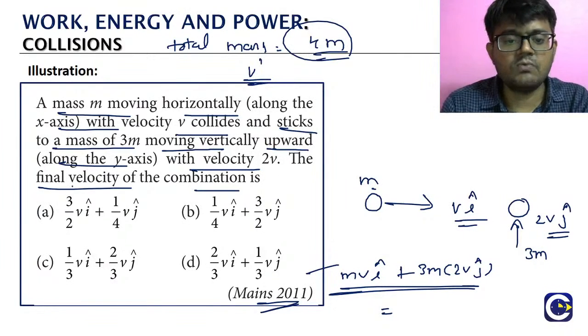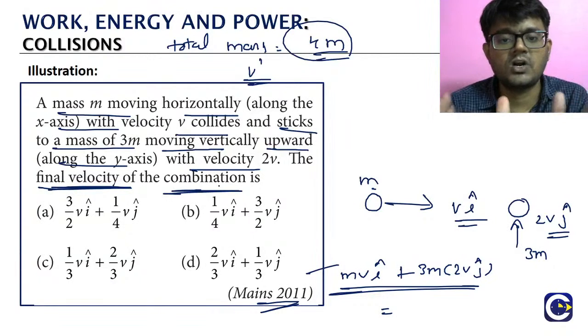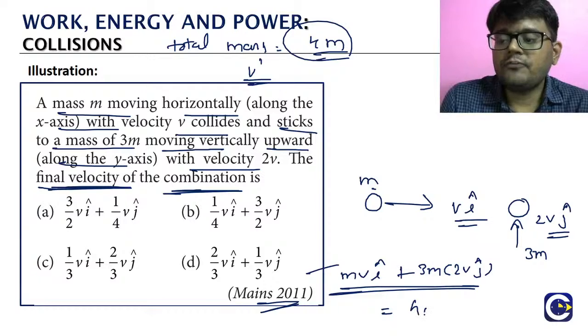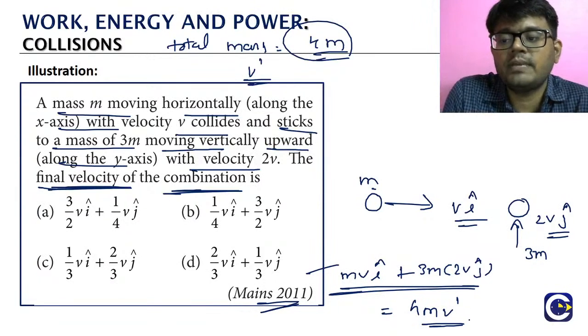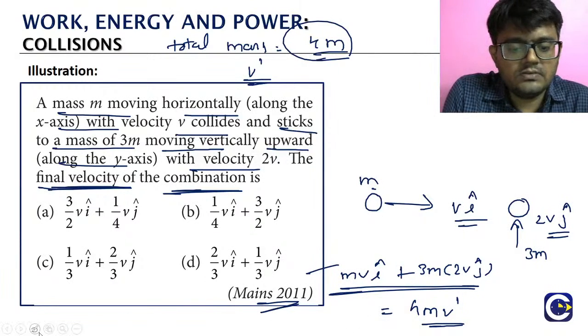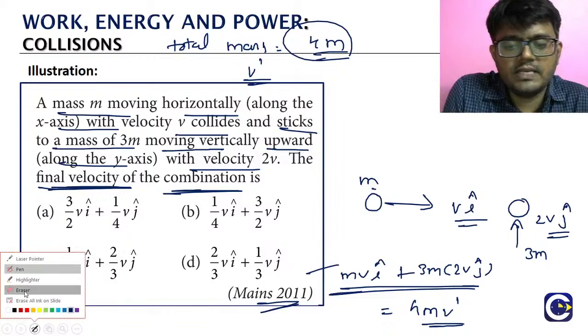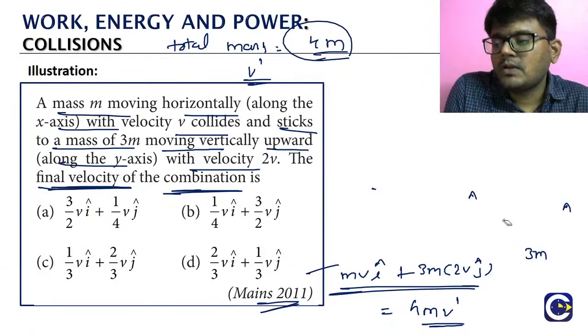என்ன கேக்குறாங்க, they are asking what is the final velocity of the combination, the combination ஓட final velocity எவ்வளவுன்னு கேக்குறாங்க. So பாருங்க, if the 4m is going with a velocity v dash னு வெச்சுக்கோங்க, then what is the final momentum of the combination? 4m into v dash தானா? அவ்வளவுதான். We are able to get the answer.